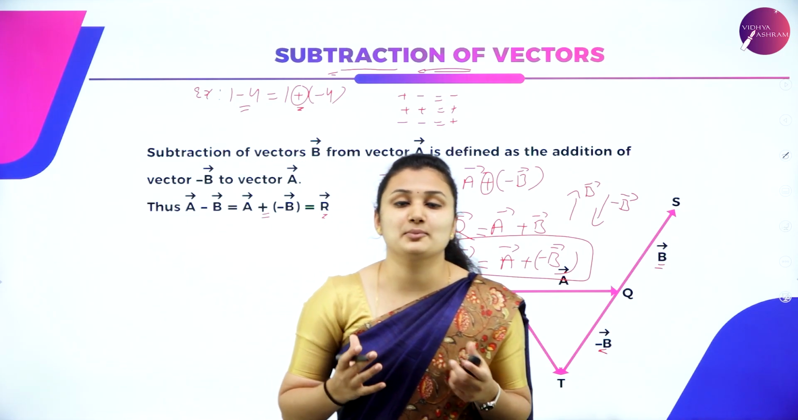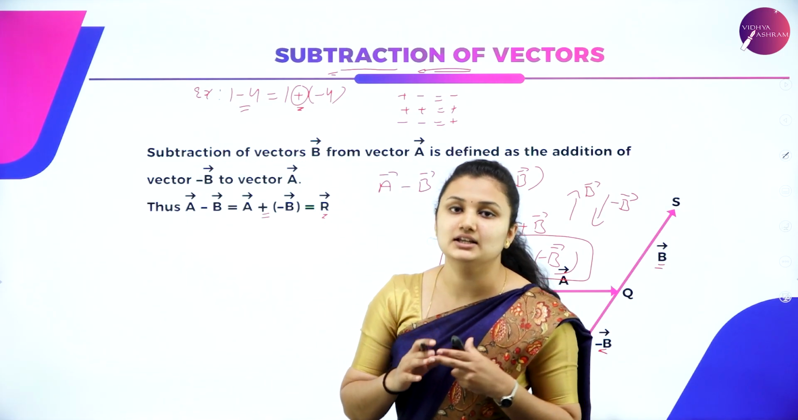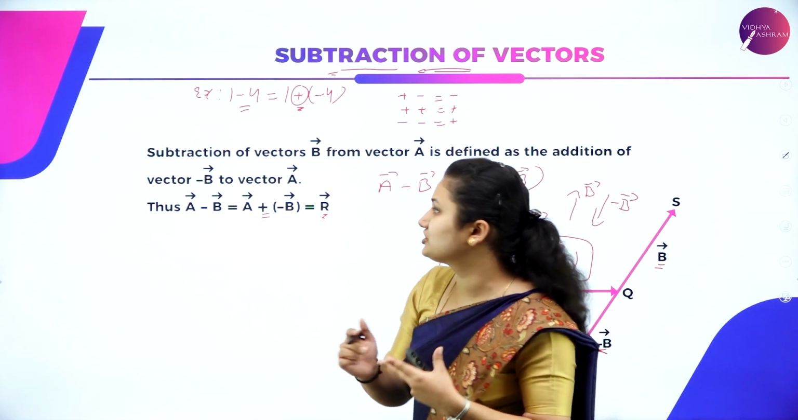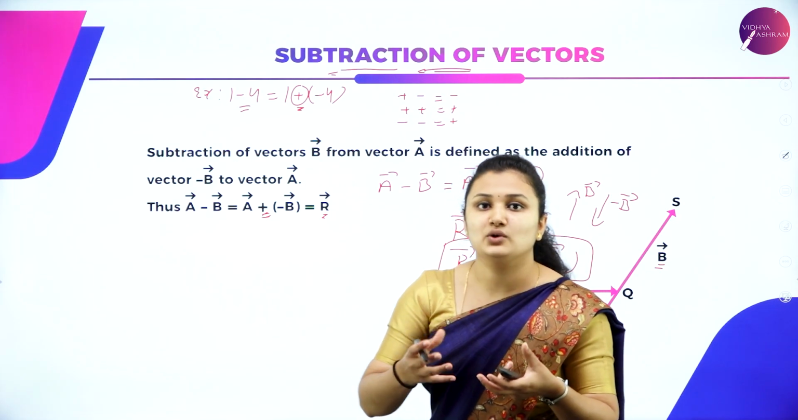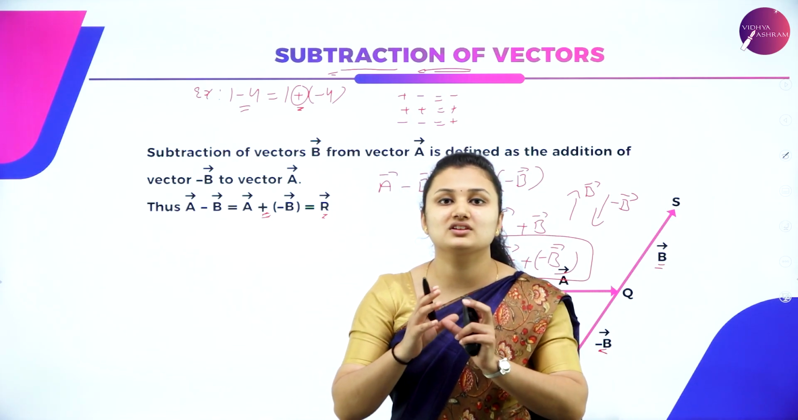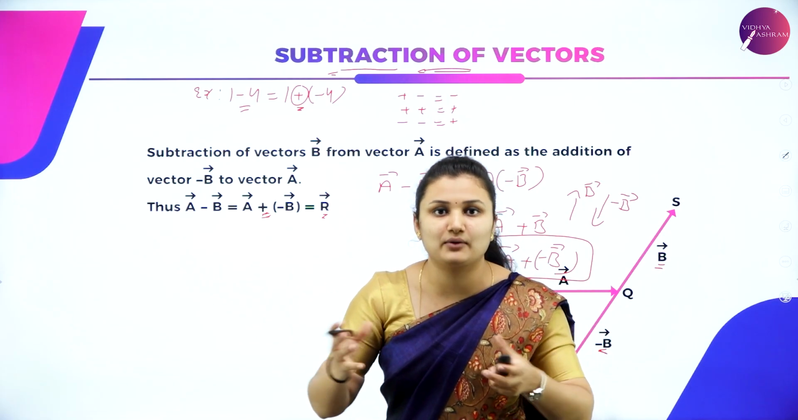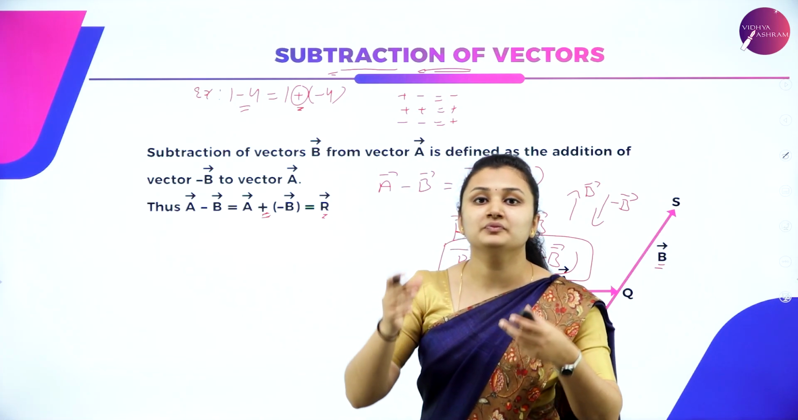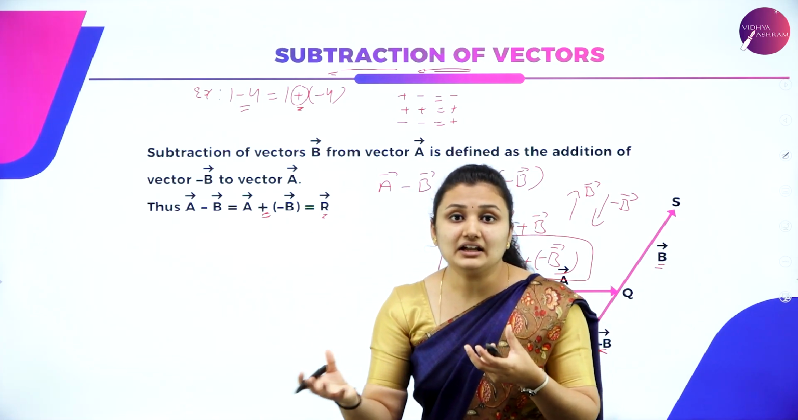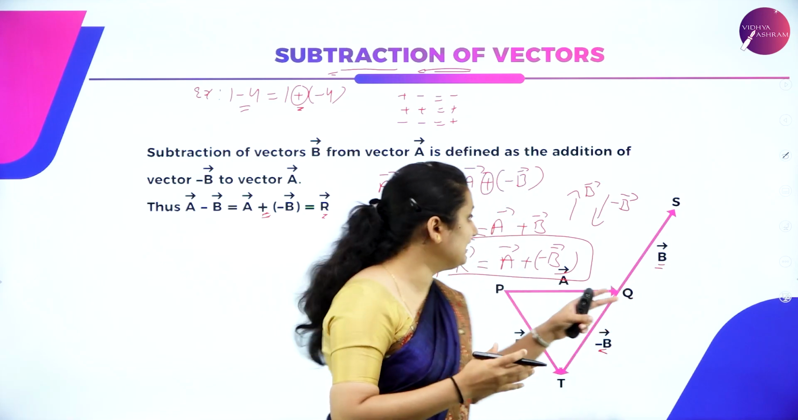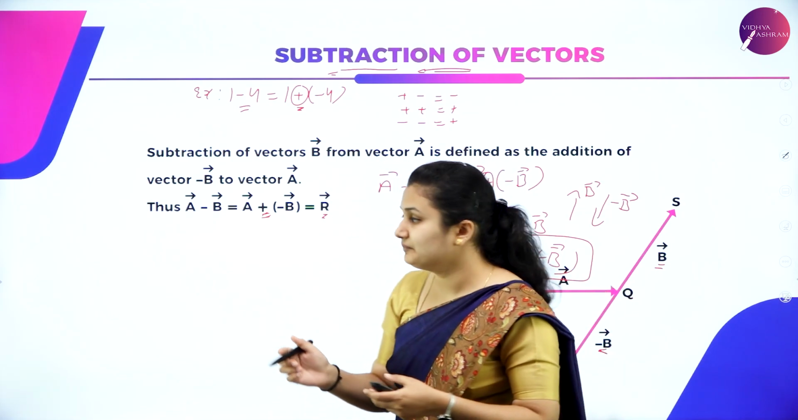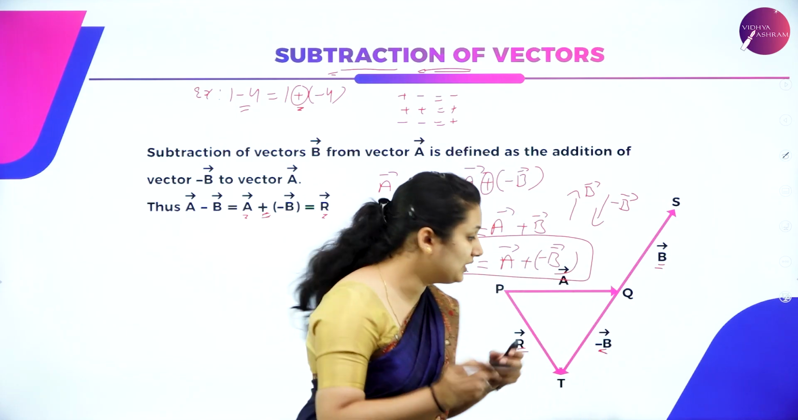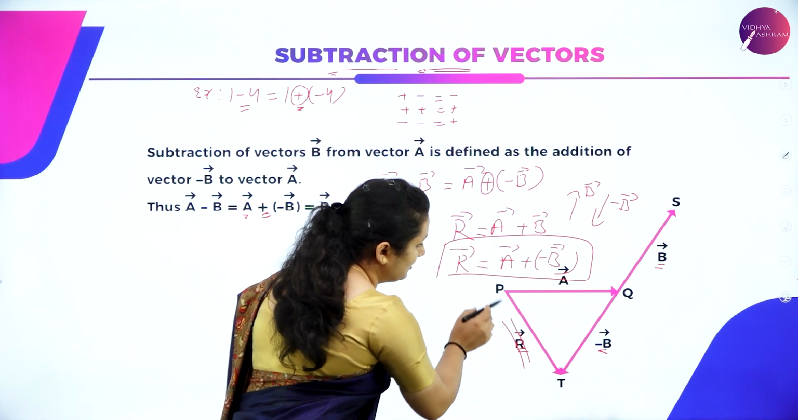So we cannot subtract two vectors directly. We are defining subtraction of two vectors in terms of addition. If you have vector A and vector B, and I want to find the difference between A and B, I want to subtract vector B from A. So A minus B is equal to adding the negative of vector B to vector A, that is A plus of minus B. That will give my resultant vector PT.